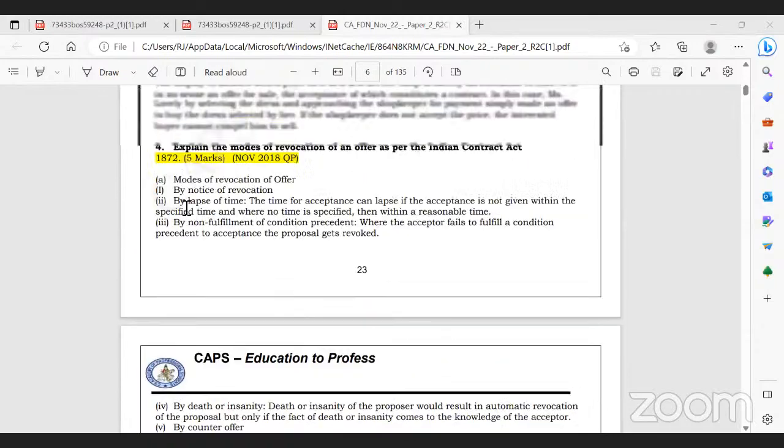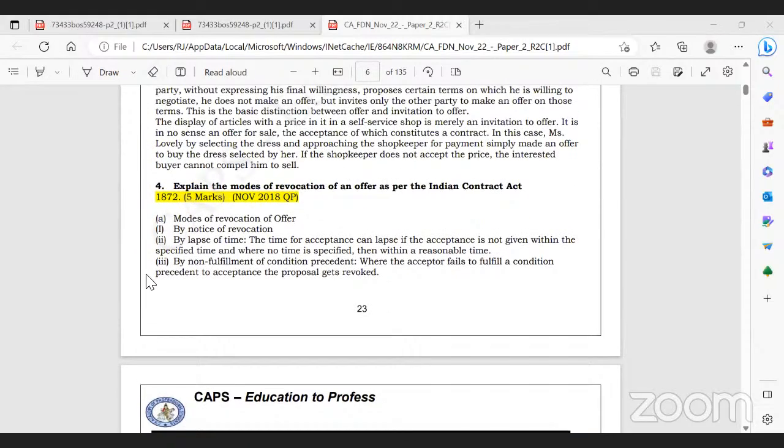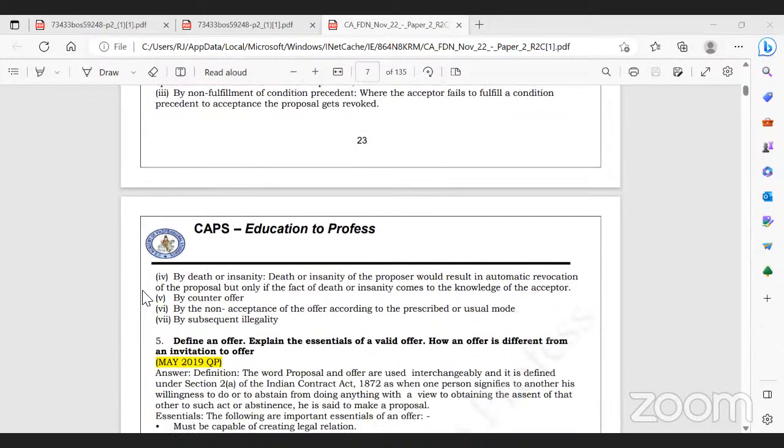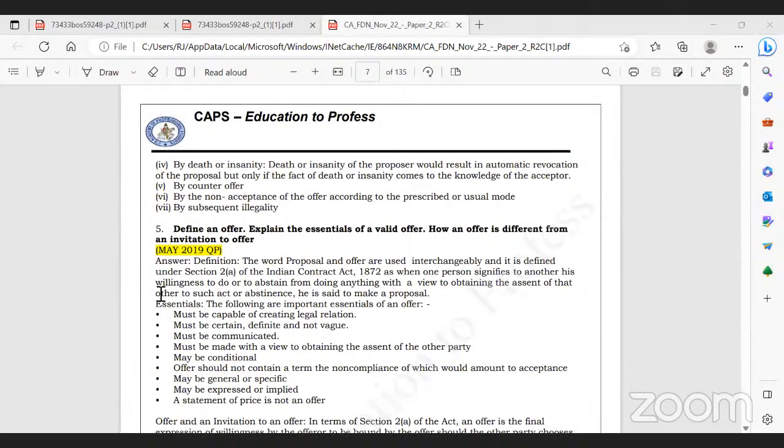Revocation means cancellation. For those of you who haven't studied, there are 7. I'm so sorry, 7 modes of revocation. Check it up. If you have the time while going through this revision test paper, see the question and write down the page number where this answer appeared, so it will become easier for you to refer during the exam.